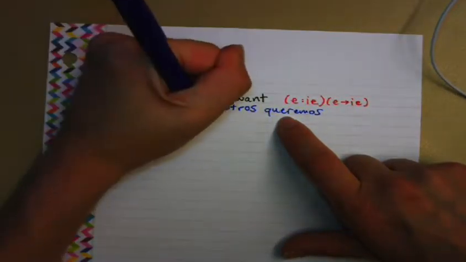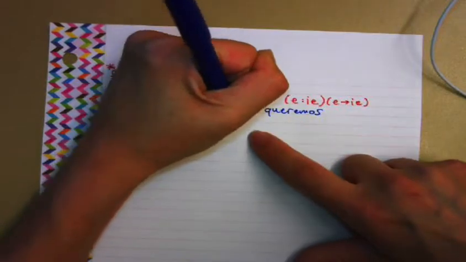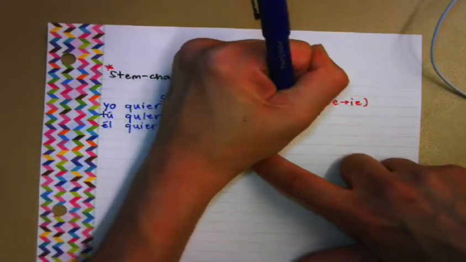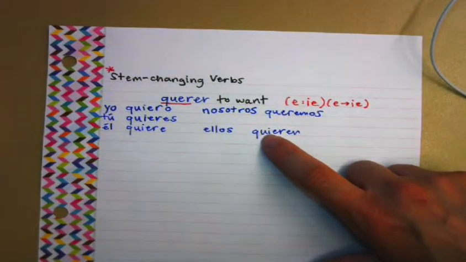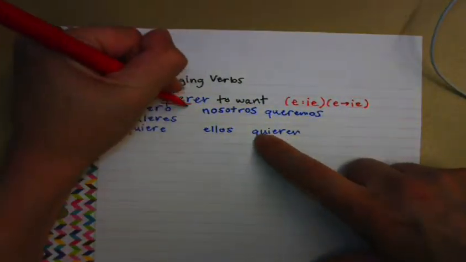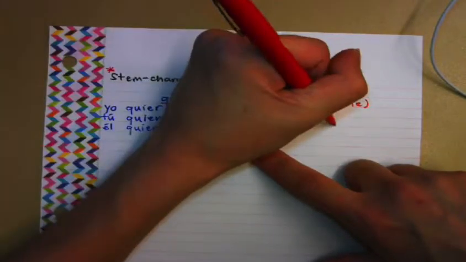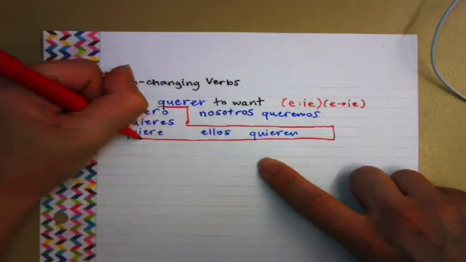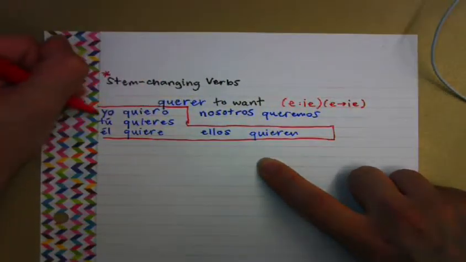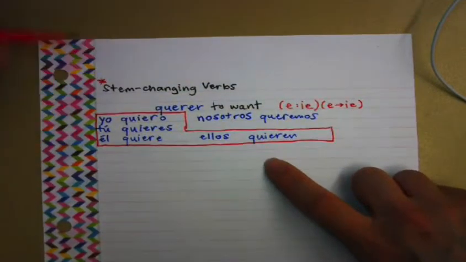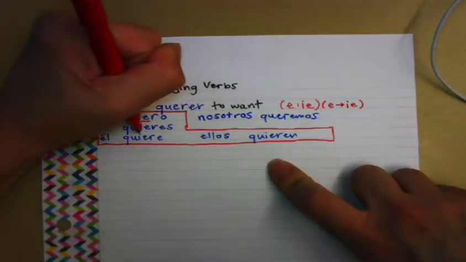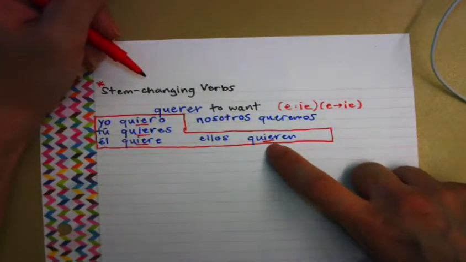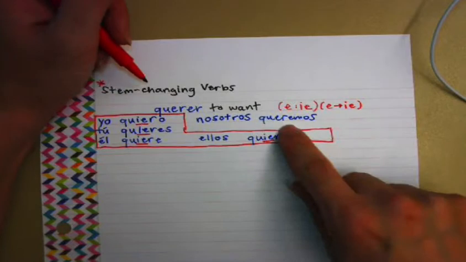All right, and I'll finish it up with the ellos form, which is also the ellas form or the ustedes form, and it becomes quieren. Again, we go back to the spelling change. That's because it's a boot verb. A boot verb is a verb that fits in the boot, and everything that's inside of the boot has the spelling change. So we've got the E to IE, E to IE, E to IE, E to IE. So those are the spelling changes inside the boot. Outside of the boot, there's no spelling change.